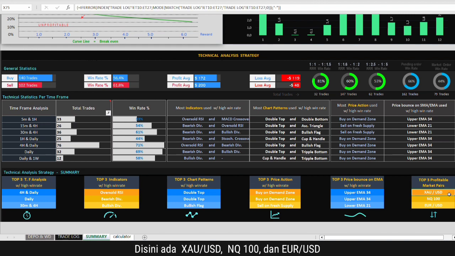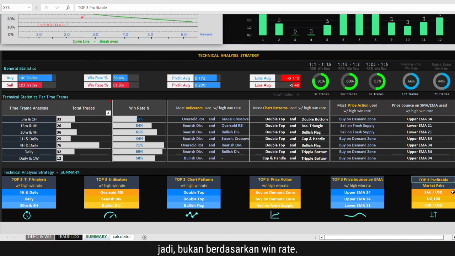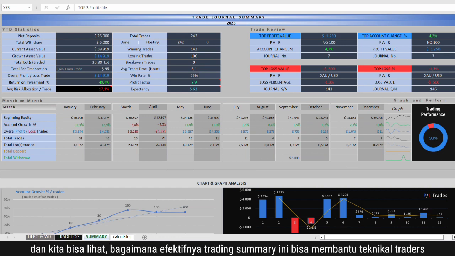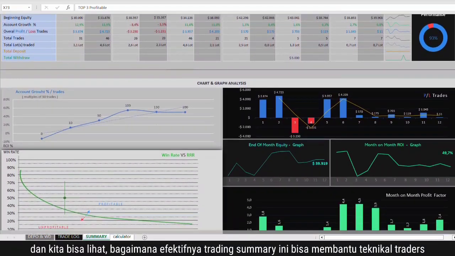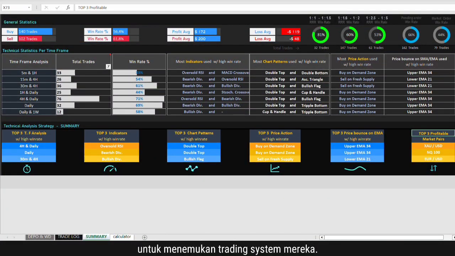Here we have gold, Nasdaq 100, and Euro USD. These top 3 pairs often produce a large profit value, so it's not based on the win rate. Okay, that is the explanation of this trading summary sheet. I hope the explanation was clear enough, and you can see how effective this trading summary is in helping technical traders to find their trading system.